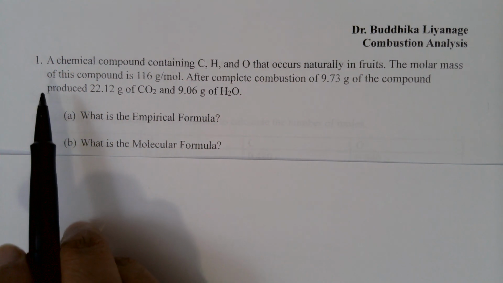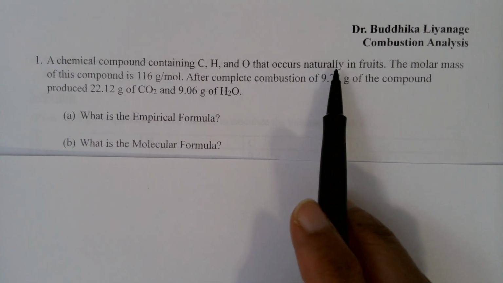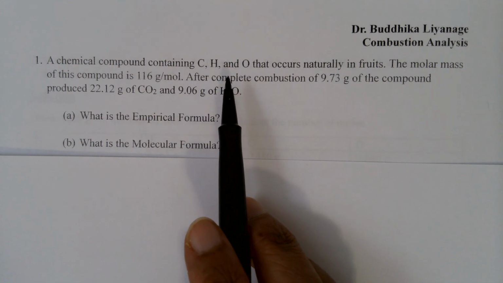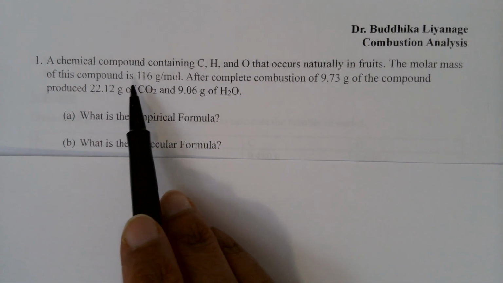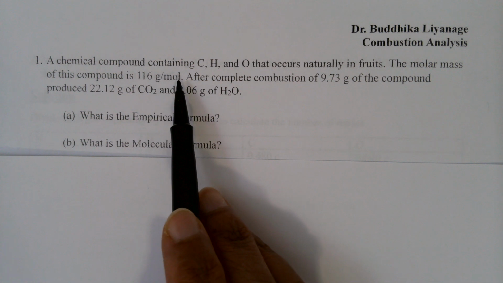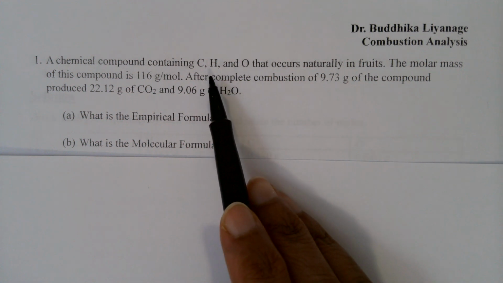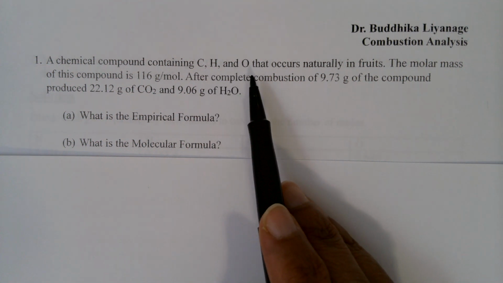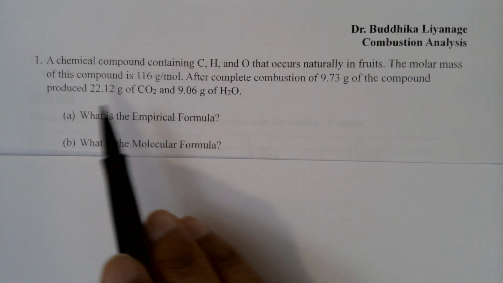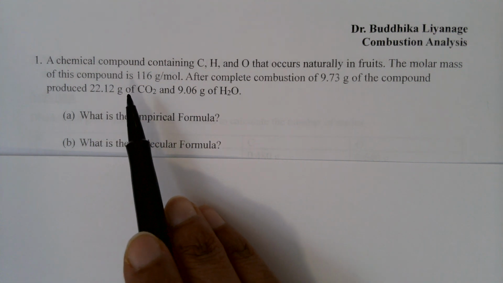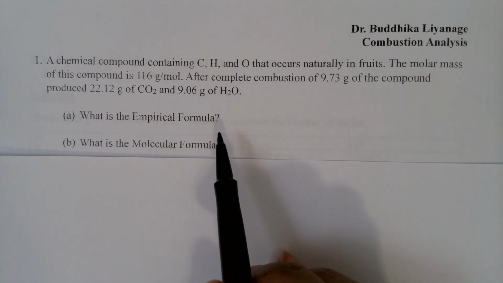The first question is a chemical compound containing carbon, hydrogen, oxygen that occurs naturally in fruits. So we have a compound that contains C, H, O, but we don't know the formula. The molar mass of that compound is given as 116 grams per mole. After it completely combusts, meaning this carbon, hydrogen, oxygen containing compound completely burns, it produces carbon dioxide and water. Carbon dioxide produced is 22.12 grams and water 9.06 grams. These are the details given.